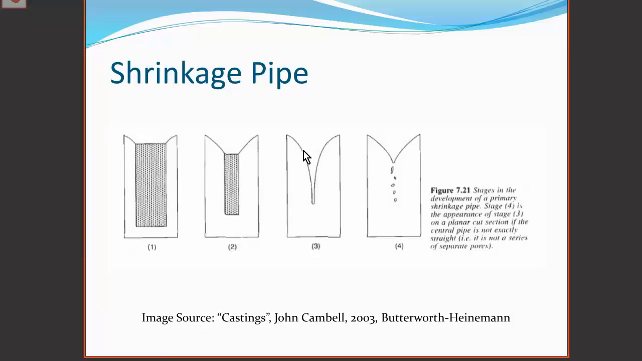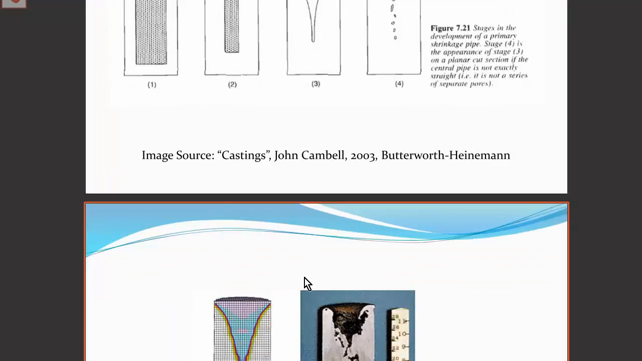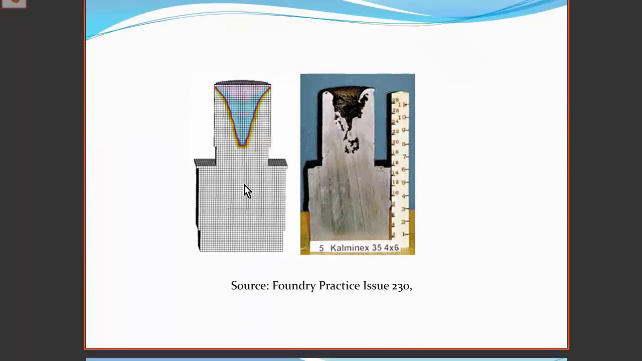A void with this characteristic shape is called a pipe. Its volume represents the shrinkage volume of the melt. In some cases, the voids get entrained within the mold itself, resulting in internal voids. Here we see a computer simulation of a pipe compared with the actual pipe seen under experiment.